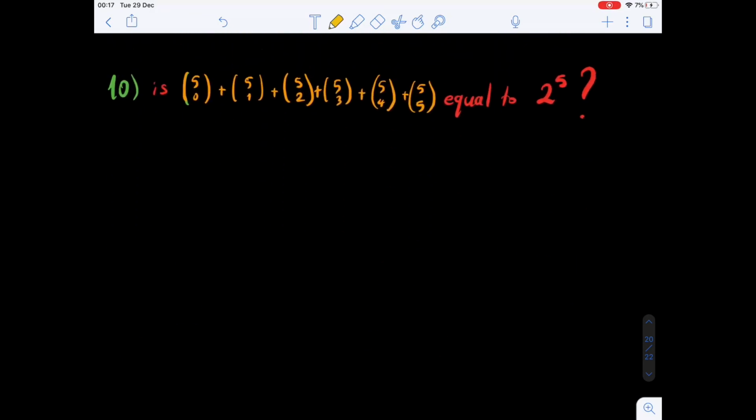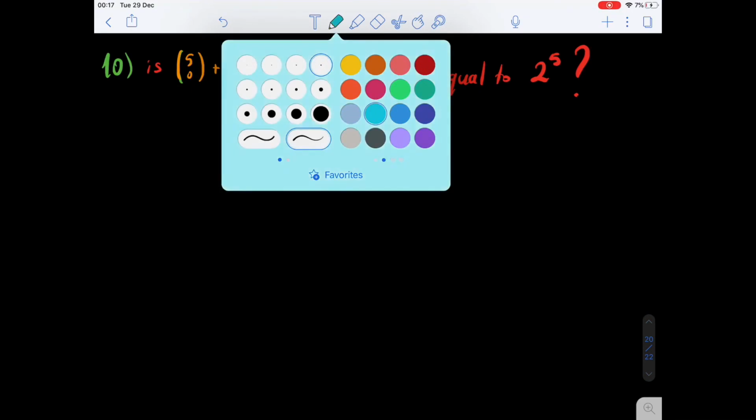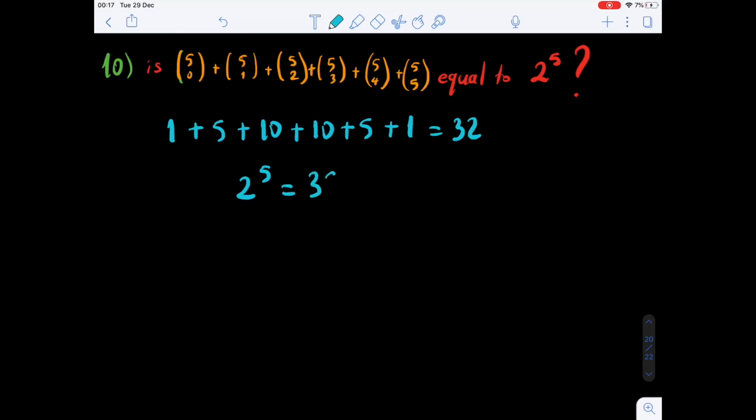What about example 10? We are going to learn another important thing in this example. 5 choose 0 is 1, and you can calculate it by yourself, it's not a big deal. 5 choose 1 is 5. 5 choose 2 is 10. 5 choose 3 is 10 also. 5 choose 4 is 5. 5 choose 5 is 1. Totally, it's going to be 32. And we know 2 to the power of 5 is 32.